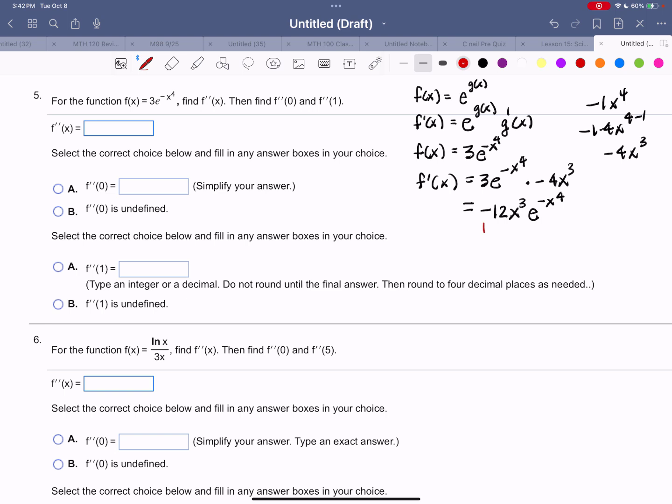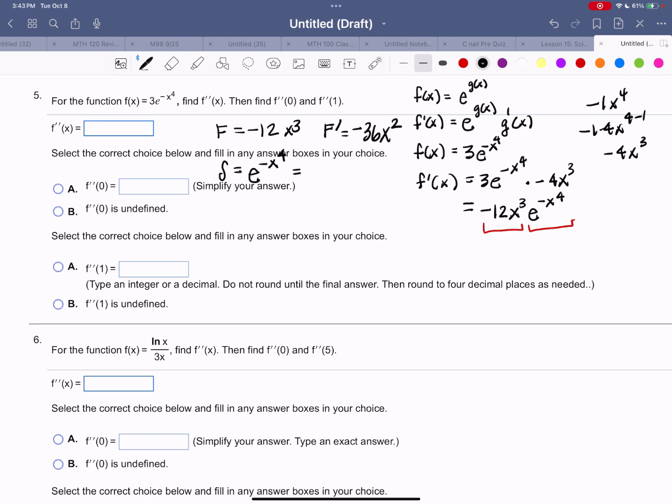And look, this is going to be a product rule. Okay, and we could have done the one just like above and done the product rule with that one as well. So you don't have to simplify it before you take the second derivative. Okay, so my first one, I'm going to write it over here, is -12 x to the 3rd. So that derivative is negative 36x squared. My second one is e to the negative x to the fourth.